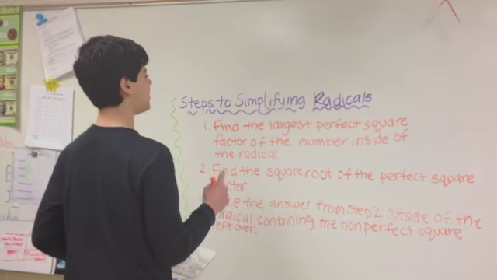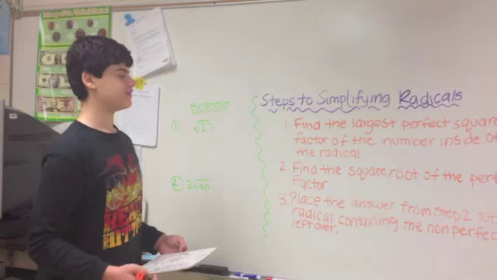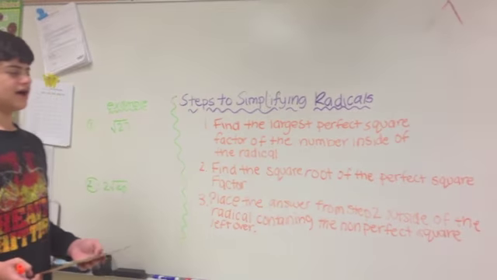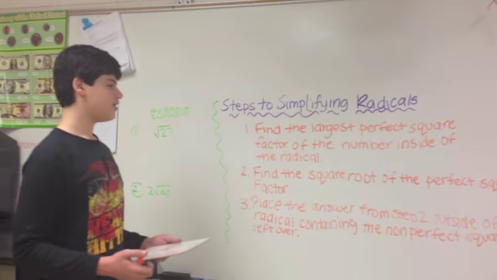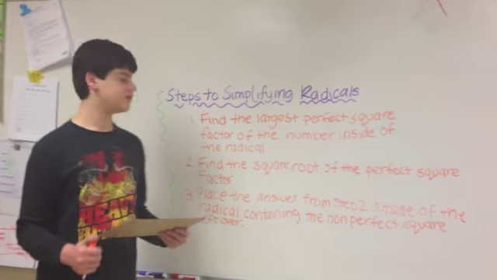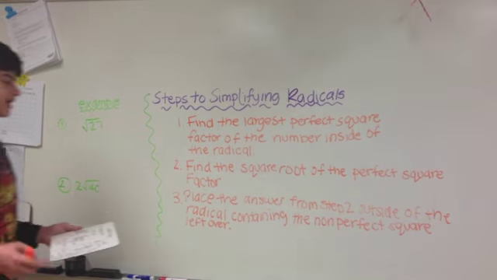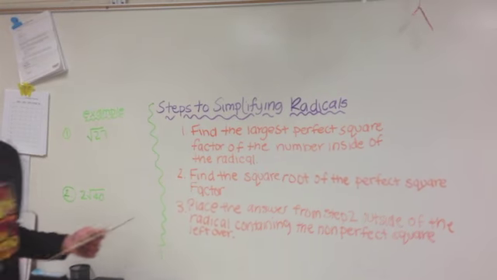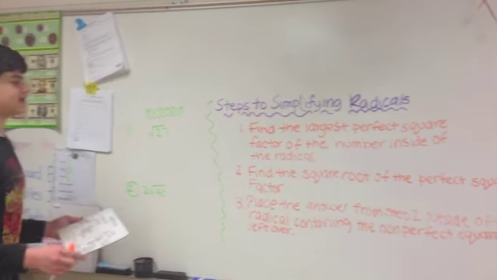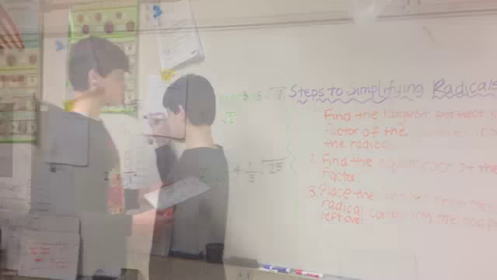Now, to simplify a radical, what you do is you find the largest perfect square factor of the number that's inside the radical. You find that number's square root, and then you place the answer, the square root, outside of the radical containing the non-perfect square that's left over. So let's move on to some examples, shall we?